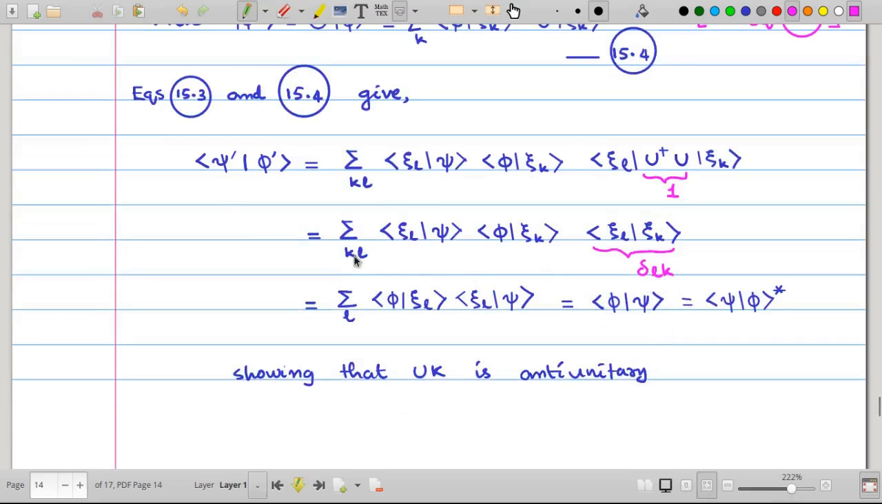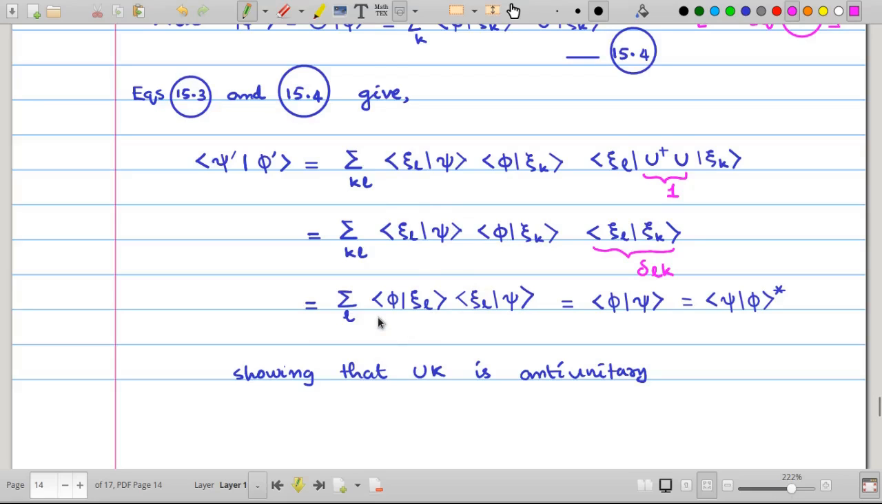Now the summation over k can be done using this Kronecker delta function. So we will get back the sum over l, then the inner product of phi with c_l, and then the inner product of c_l with psi.